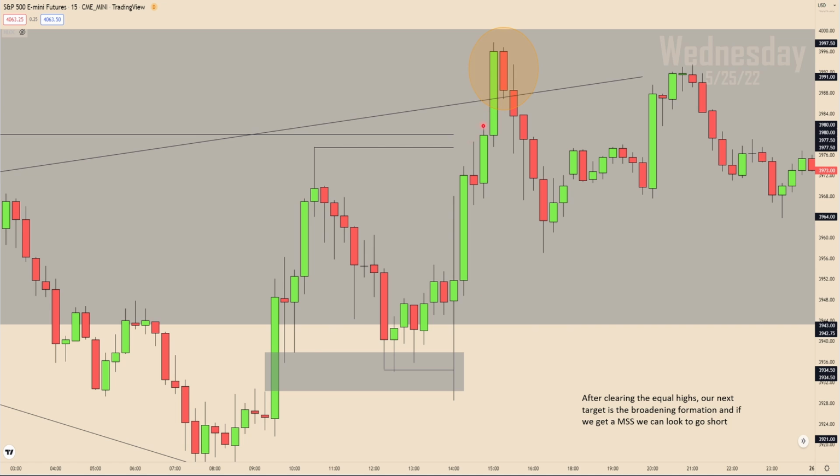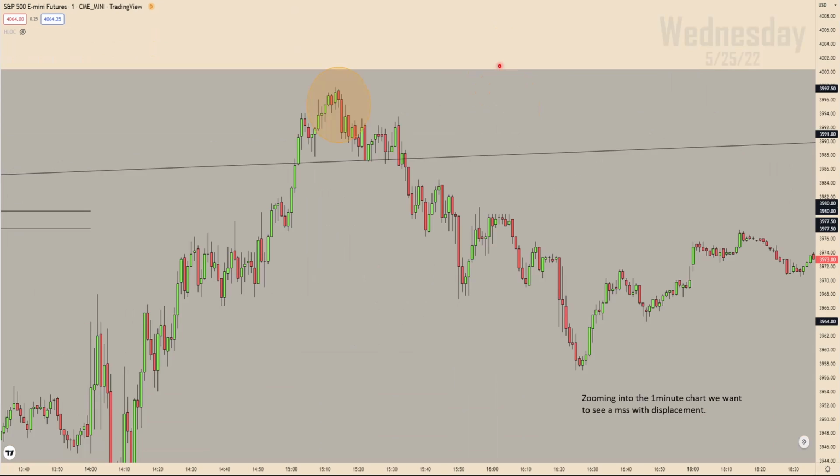Once we break above these equal highs, we get displacement. We're looking for a reversal, right? I'm still short bias on the week. Looking in here, so we'll zoom into the 1 minute. Now we're looking for a market structure shift, right? It's kind of some BS price action in here. Kind of displaced here, not really what I'm looking for.